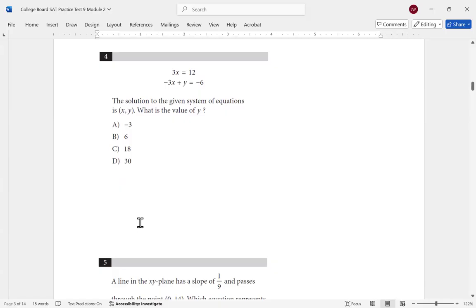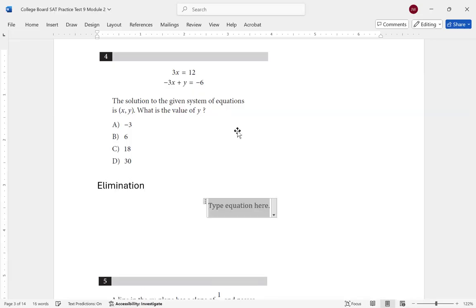Question 4. The solution to the given system of equations is x comma y. What is the value of y? There's a number of different ways that we can go about solving this. We could have solved this first equation for x and then plugged the number in. But what I think I will do is use the elimination method because the coefficients of x are opposites.